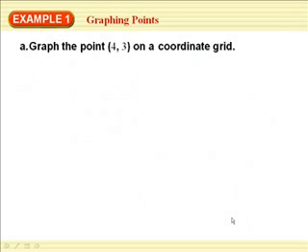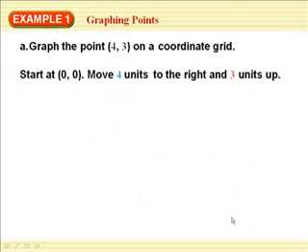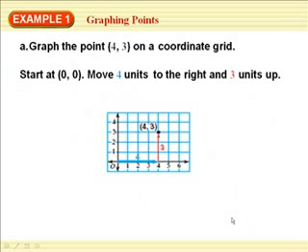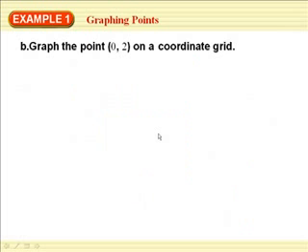It says graph the point 4, 3 on a coordinate grid. So you always start at the origin, which is 0, 0, which is right here at this point. And 4, 3, the first number tells you how far you move over on the x-axis. So we go over 4 and up 3. And you put a dot. There's 4, 3.